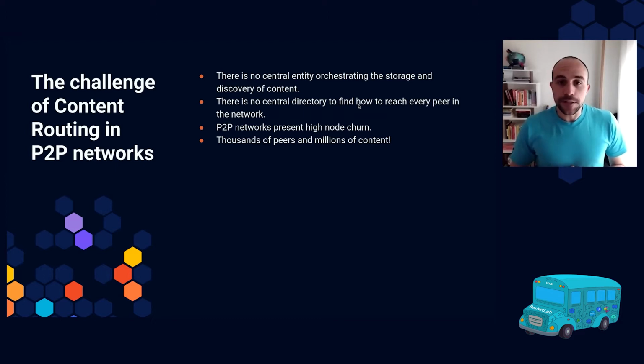This is not the case for peer-to-peer networks because there is no central entity orchestrating the storage and discovery of content. But not only this, there is no central directory to find how to reach every peer in the network. And to add to this, in peer-to-peer networks, we have high node churn. So we will have nodes that are continuously joining and leaving the network. And when the network is large, we would have thousands of peers. So we have to orchestrate all of this content routing with thousands of peers and millions of content.